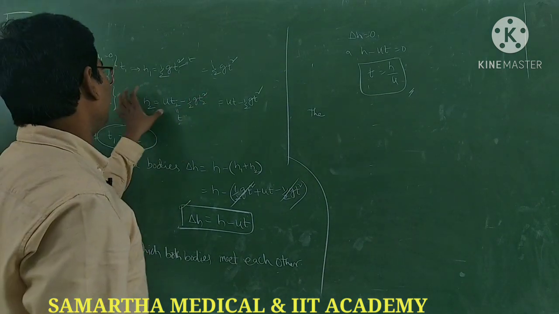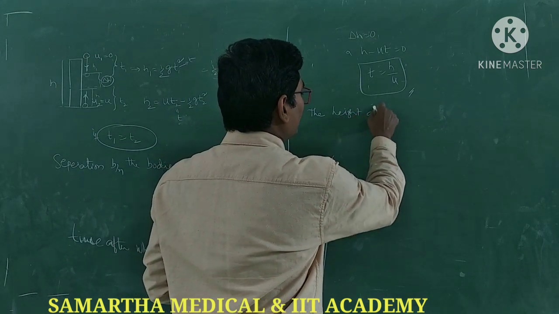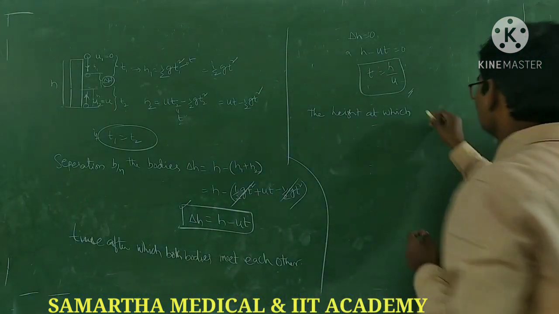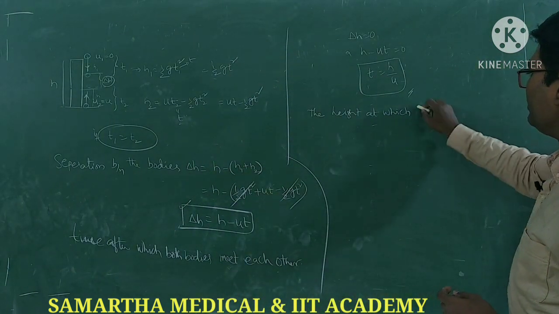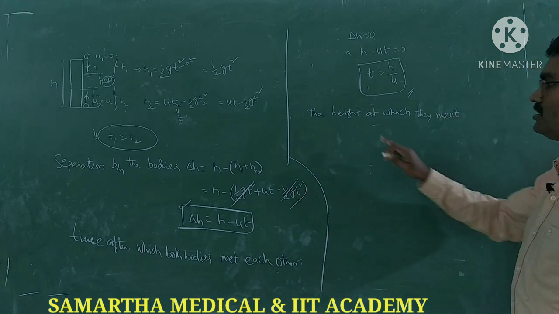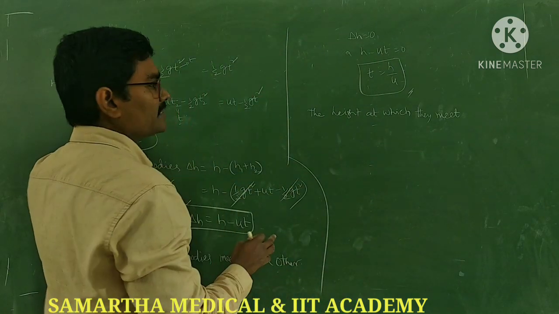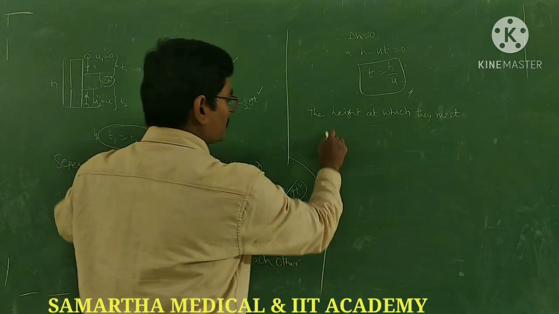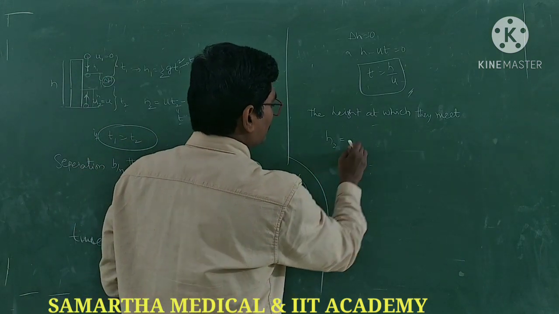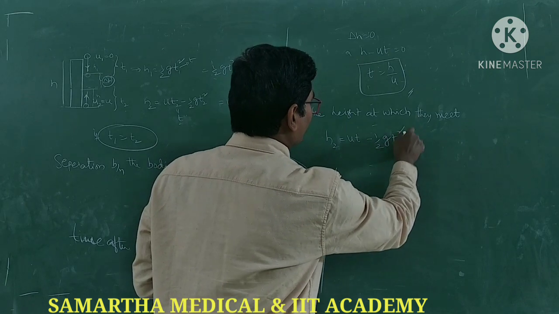Next, the height at which they meet. So I need to calculate that height. This is what H2 was in the previous case. H2 is only H. What is that? ut minus half gt square.